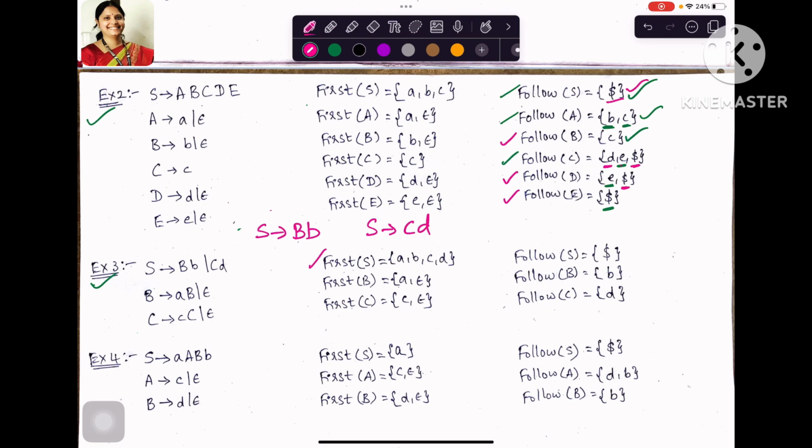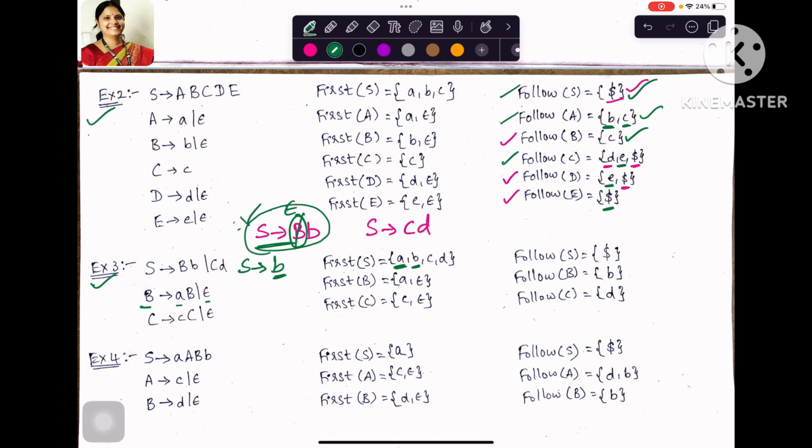So first we will calculate for the first production, that is S produces BB. So the first of S will become B. B is a non-terminal. We have to calculate the first of B again. The first of B will be A and epsilon. A can be written in the result. Epsilon can be substituted with the B. So now the expression will become S produces B. So what is the first of S? First of S will become A, B. So this is the first production we have completed.